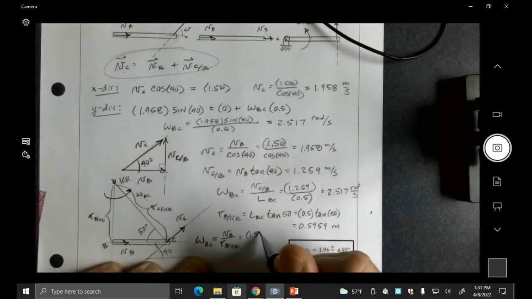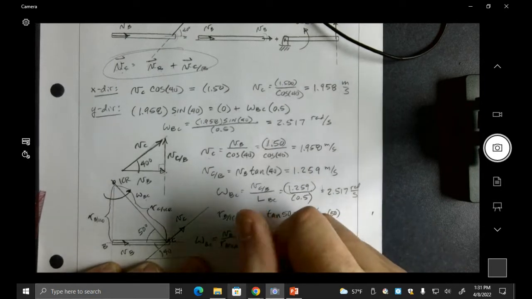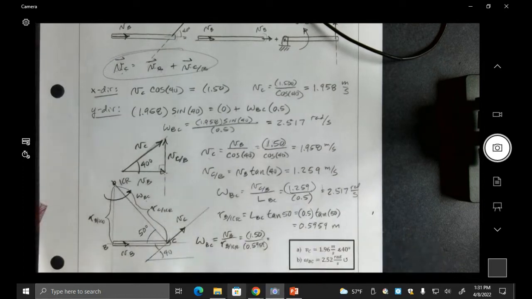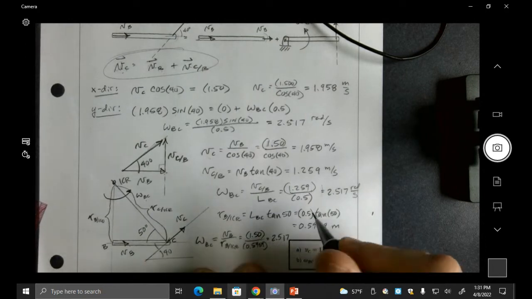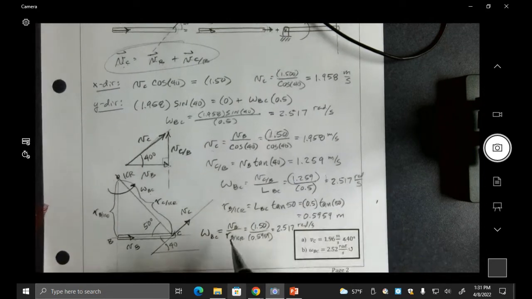1.5 was what this was equal to. And 0.959. So it better be equal to 1.5. 2.517. Yay, it's the same thing because it says it right there.